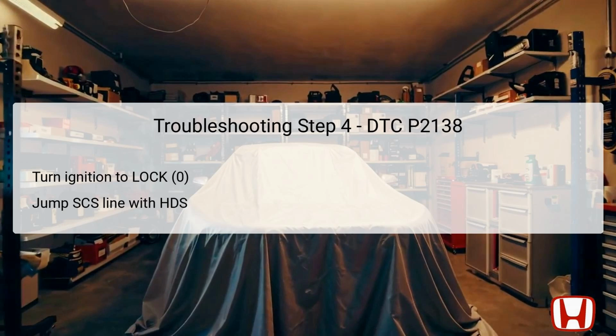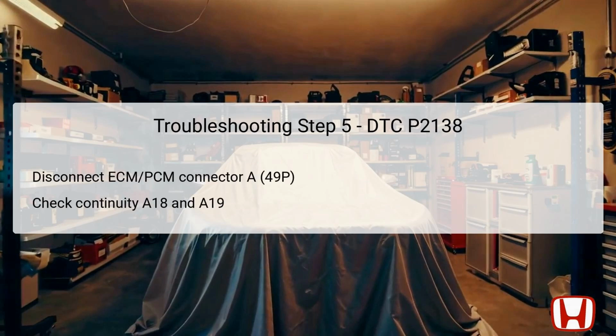At this stage, it's important to disconnect the ECM-PCM connector A, which typically consists of 49 pins. The ECM or PCM is crucial for managing engine functions, and disconnecting it will help isolate the electronics involved in the APP telemetric readings.